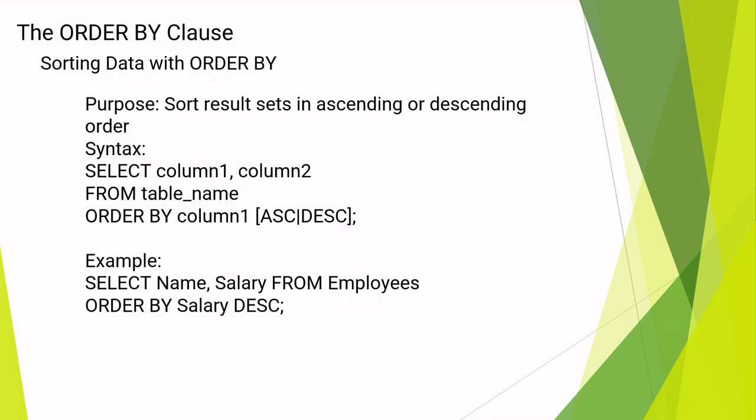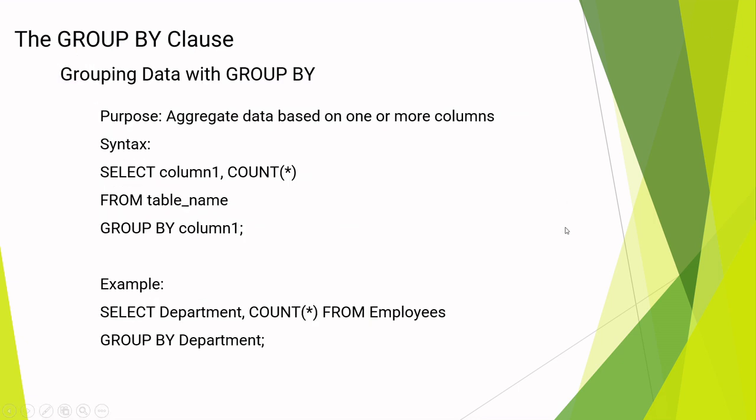Order by allows you to sort your query results. By default, it sorts in ascending order, but you can specify DESC for descending order. Here, we sort employees by salary in descending order.